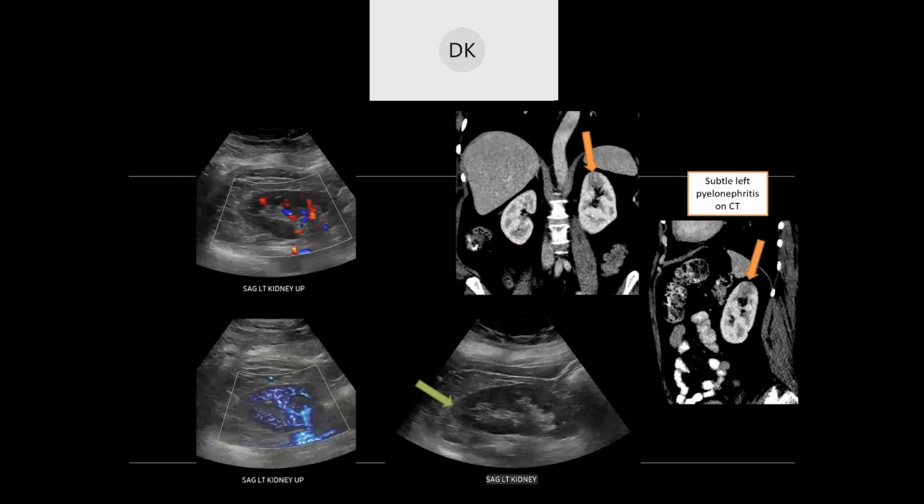But when we add the microvascular flow, you can see that area is nicely outlined. It's clearly hypoperfused when we really focus down and interrogate just that upper pole. So there is ongoing pyelonephritis there. So the microvascular flow is a great way to evaluate the renal parenchyma for subtle lesions and pyelonephritis.